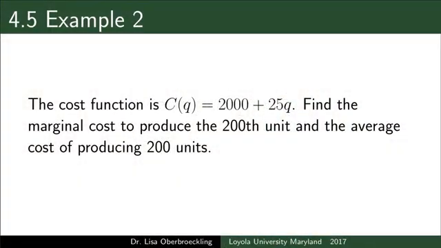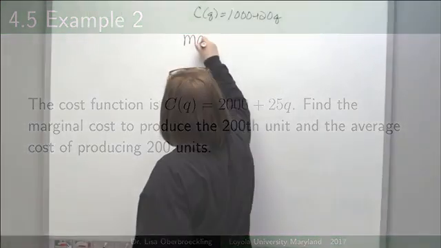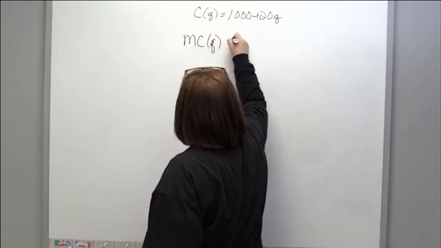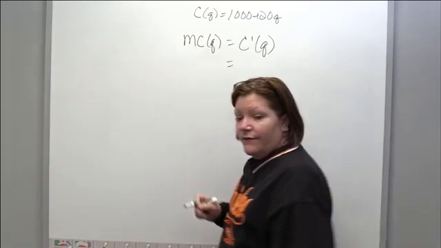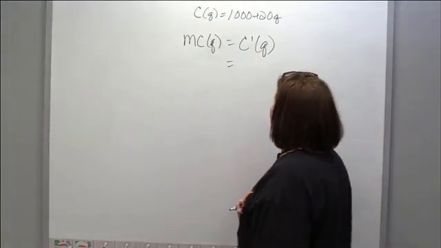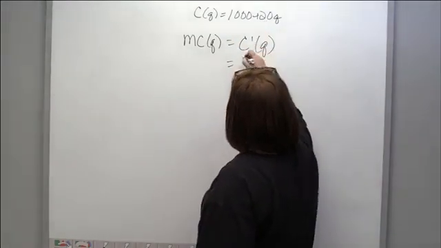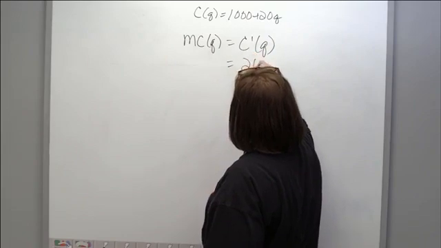All right, in this example, we're given a cost function. The cost is 1,000 plus 20Q. And we're asked to find the marginal cost to produce the 200th unit and the average cost of producing 200 units. So marginal cost, remember, is just a fancy name for the derivative of cost. And in this case, it's fairly straightforward. It's going to be 20.